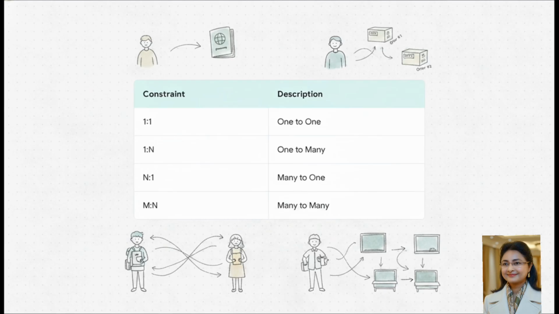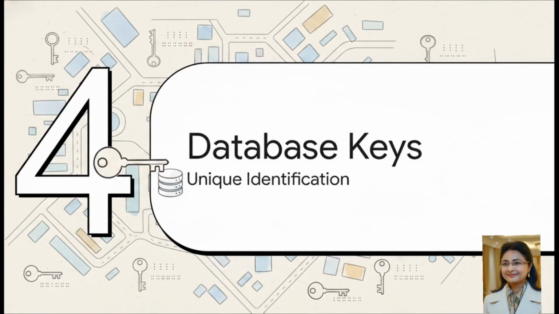By explicitly defining these mapping constraints in our ER model, we completely prevent the system from allowing impossible, illogical relationships. Section 4, Unlocking Database Keys. Let's shift our focus to unique street addresses.